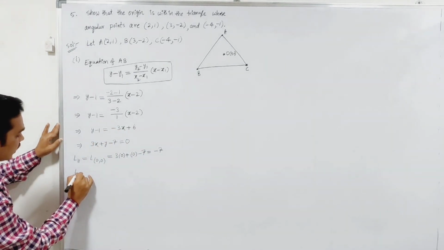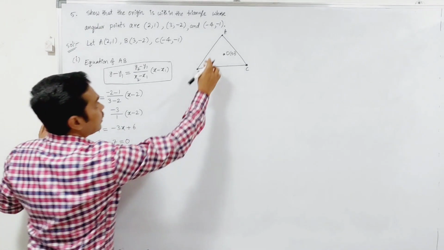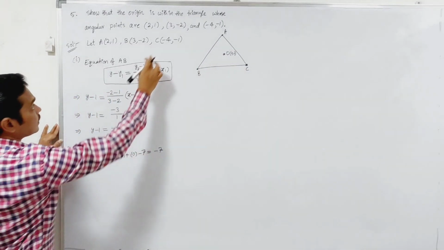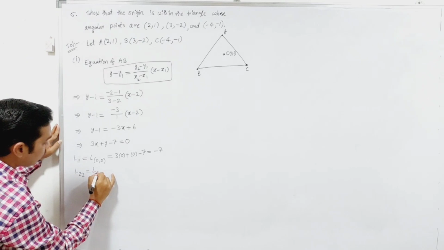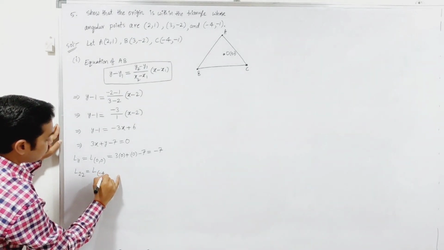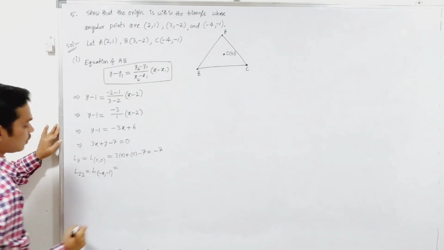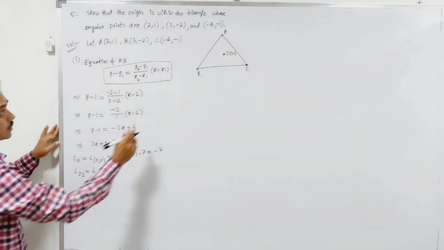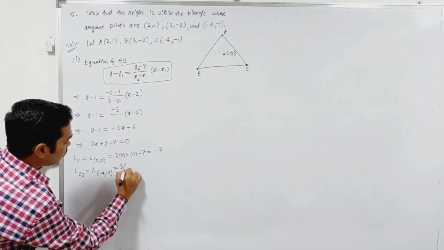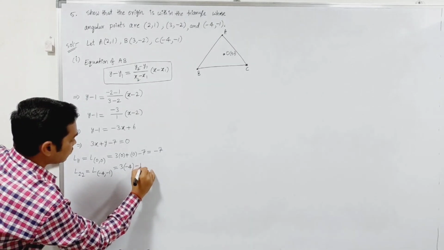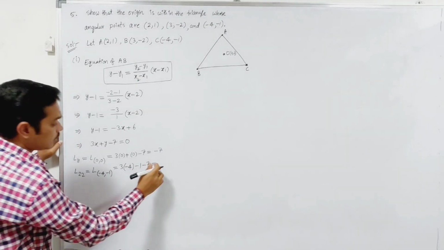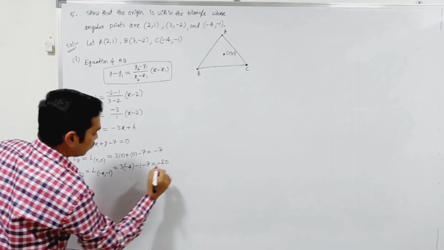Okay. Now find out the L22, the second point according to AB. The second point is vertex C. Replace the vertex C here. L(minus 4, minus 1). Find out the L22 here. So 3 into minus 4 minus 1 minus 7. This is equal to minus 12 minus 1 minus 7, that is minus 20. L22 value is minus 20.